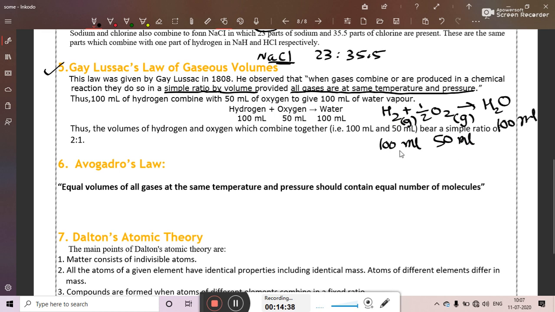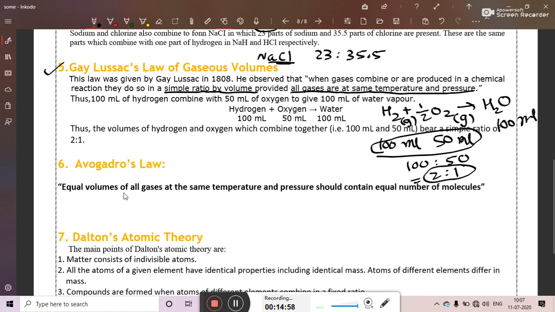So here we can see that the gases react in a simple ratio, that is 100 is to 50. So if you take the simple ratio, it will be 50 2s are 100 and 50 1s are 50. So it is 2 is to 1.